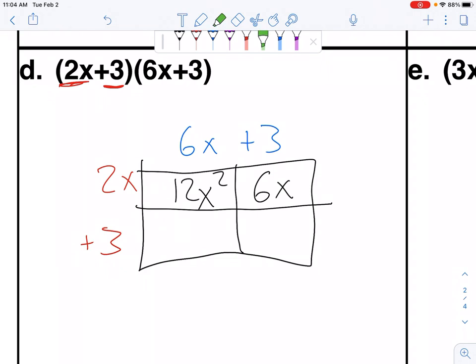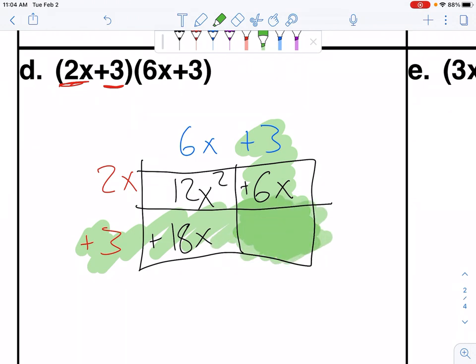Now let's look at our bottom group. So I'm doing 3 times 6x. So we're going to do 3 times 6 to get 18, and we leave the x attached. And these have been positive, so if you want to write your plus signs in, you can. And then finally we're doing 3 times 3. And if you notice, it really doesn't matter which order. You can do top times side, or you can do side times top. With multiplication, 2 times 6 is the same as 6 times 2. It will get you the same answer.